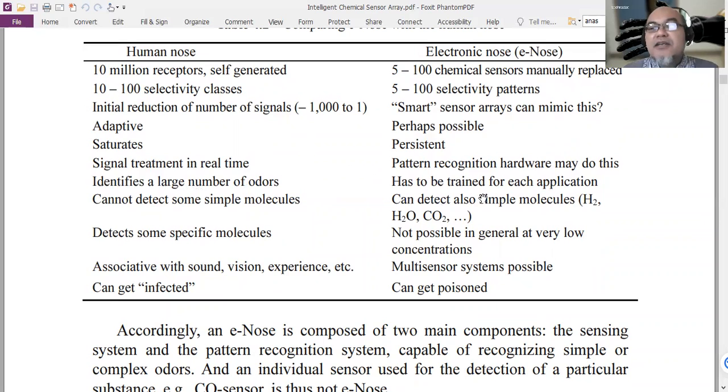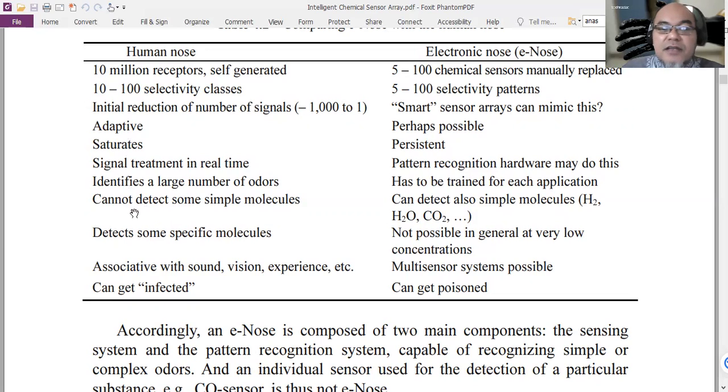The human nose can identify a large number of odors at the same time. But for the electronic nose, you have to train for each application. As I mentioned, for the G-nose, it has been trained to detect the SARS-CoV-2 virus in human blood. Can it be used to detect other diseases? Yes, it may be possible, but you need to retrain the device for each disease.